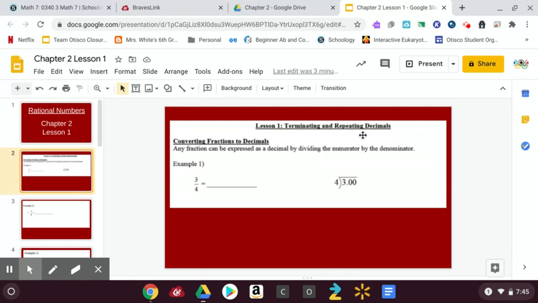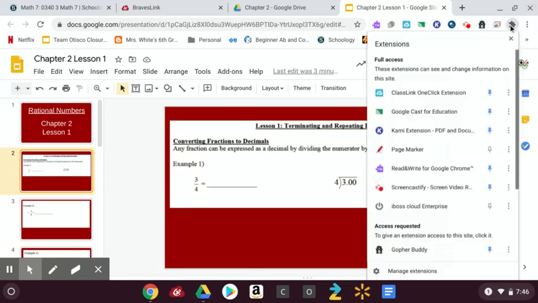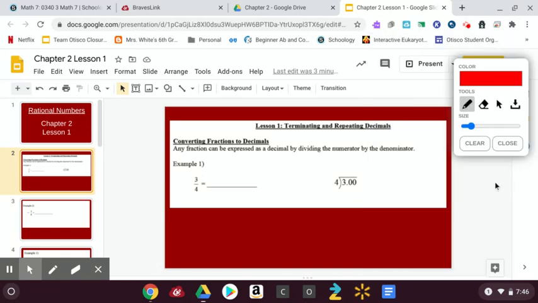So what we're going to do is talk about changing fractions into decimals, and then we'll talk about decimals into fractions. Converting fractions to decimals. Any fraction can be expressed as a decimal by dividing the numerator by the denominator. I always like to start with something that you know, because then you believe me that it actually works.